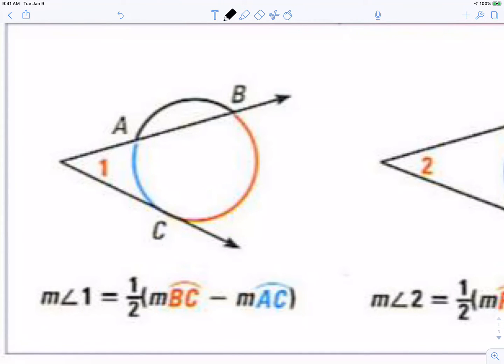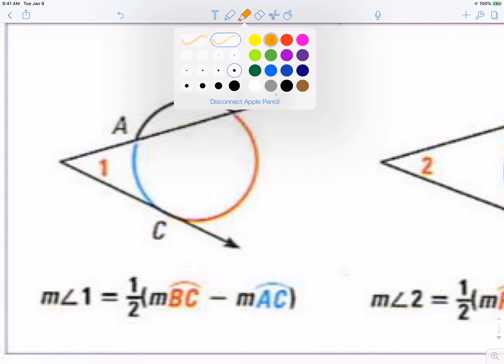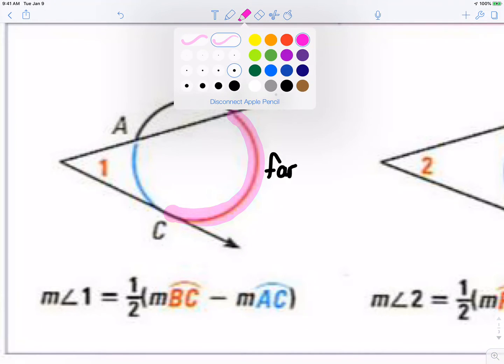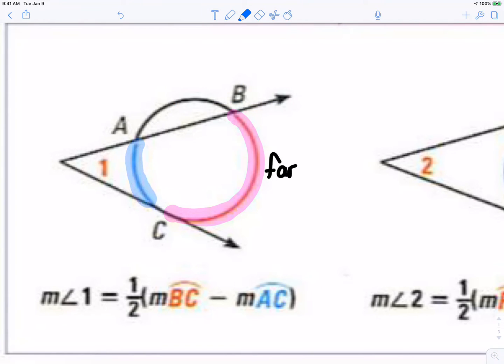All right, on my copy you can see the color coding pretty well. With respect to this angle out here, we have two intercepted arcs, or two arcs that lie in the interior of the angle. So here's the interior of the angle. And there are two arcs. You can see one is red and one is blue. We can refer to one of those arcs as the far away arc. So this one right here is far away. And then this other one right here we can call the nearby arc because it is near to that angle.